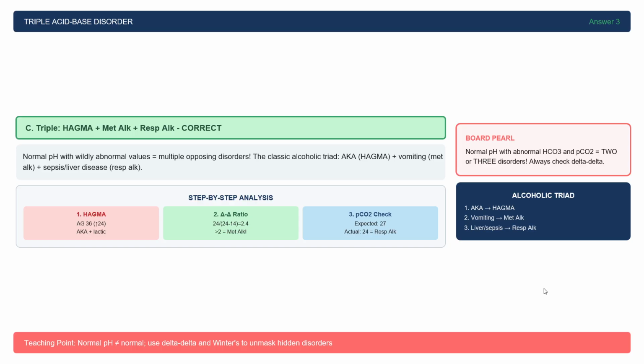Second, I check delta delta to see if there is another metabolic process hiding. Delta gap is 24, and the bicarbonate is 14, so the bicarb drop from a normal of 24 is 10. So the delta delta ratio is 24 divided by 10, which is 2.4. When that ratio is above 2, it means bicarbonate didn't fall as much as it should have, so there is a hidden metabolic alkalosis. Classically, in this situation, it happens from vomiting.